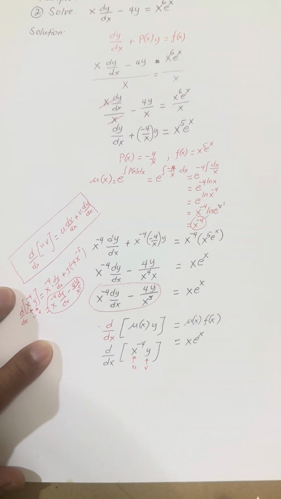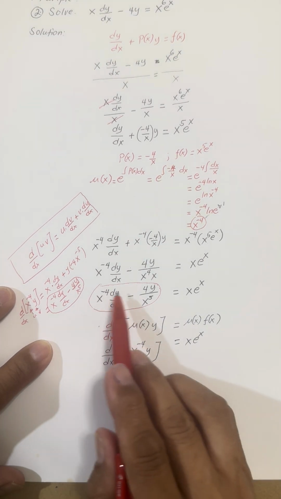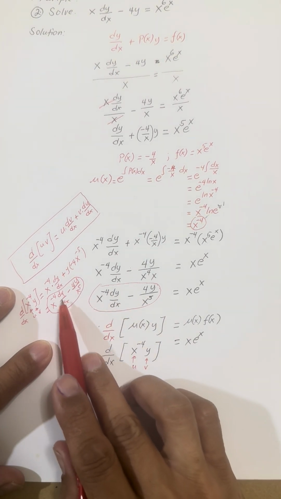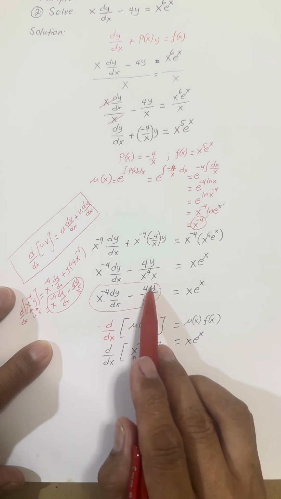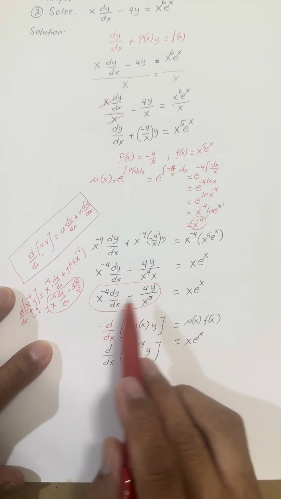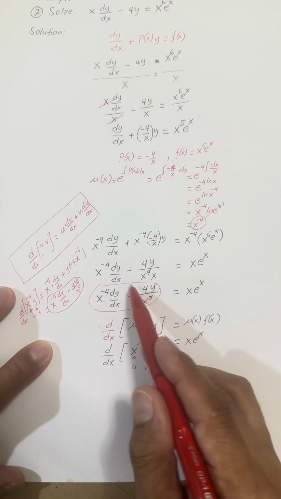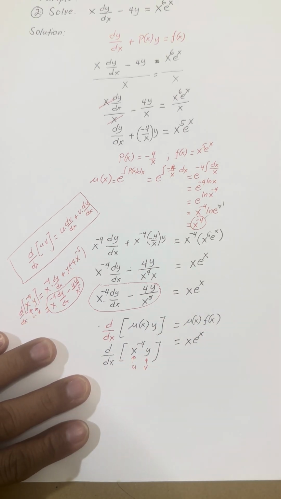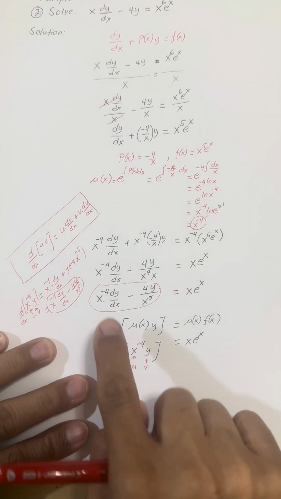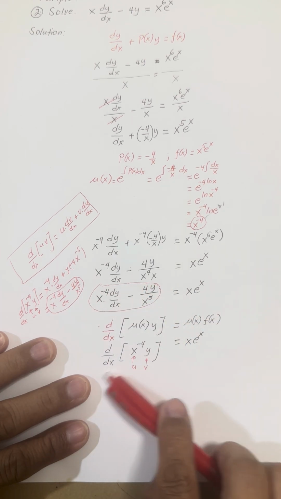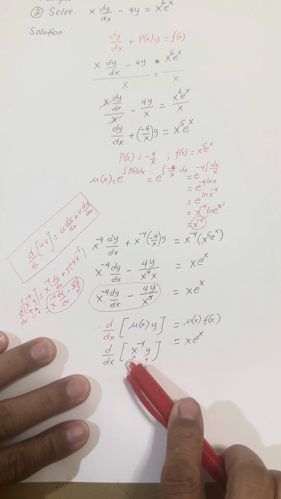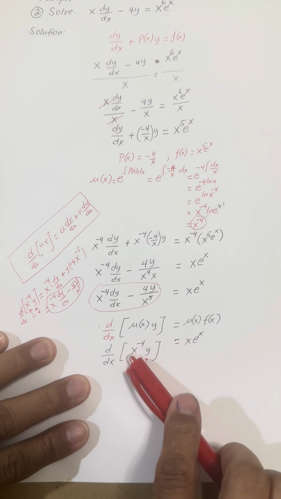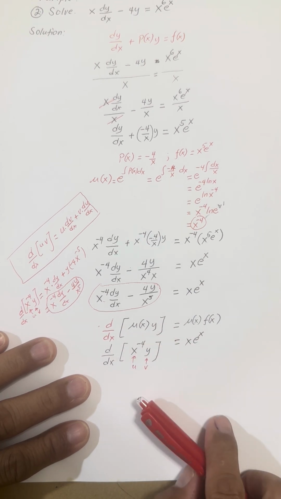So let's compare. First term, x to the minus 4 dy over dx, correct. Second term, 4y divided by x to the power 5, correct. So therefore, this expression can be written as something like this. So we have proven that this is just the product of mu of x, or some function of x, which is mu of x, multiplied by y.